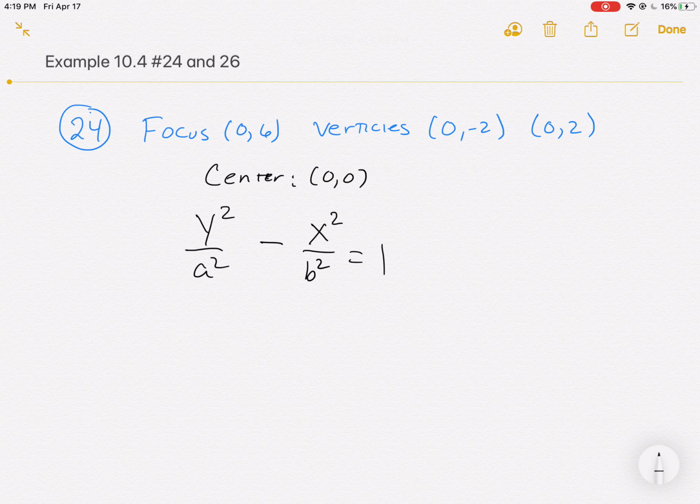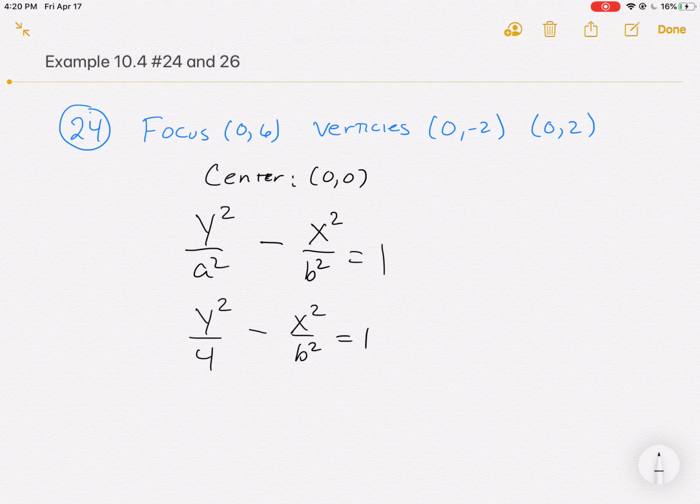But we kind of have it. We know that a is the distance from the center to one of the vertices, and so a is 2, so a squared is 4. So now we know that, utilizing that distance.